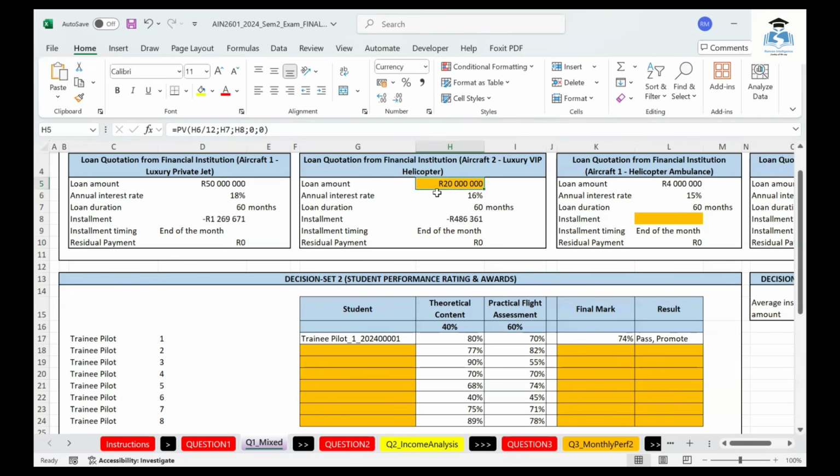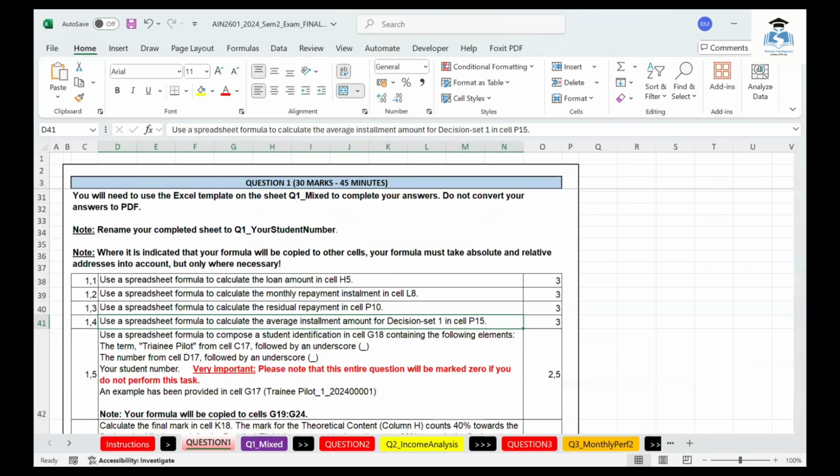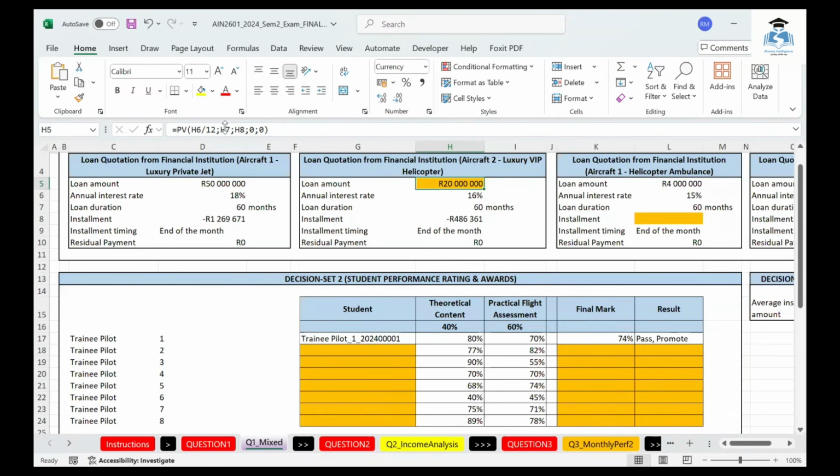So this will be your loan amount. Now let's go to the next one. Pay attention, guys. The reason why for this 60 months we didn't multiply by 12 is because it's already in months. But if you are given years, you have to multiply it by 12. So take note of that.